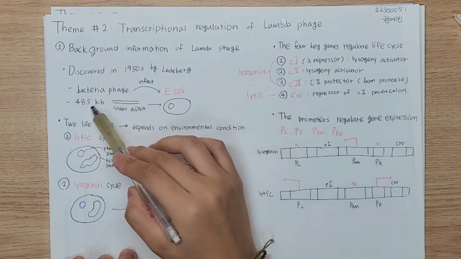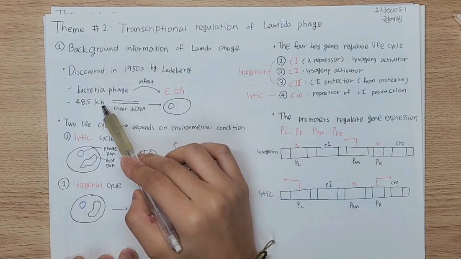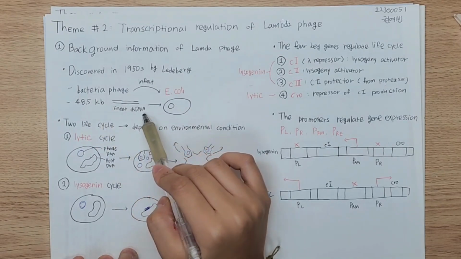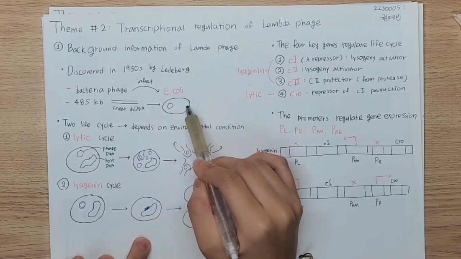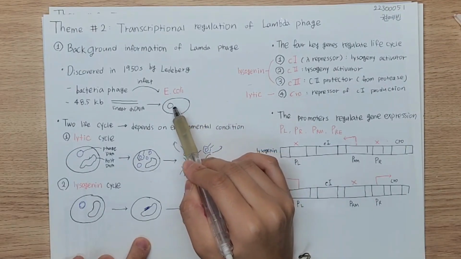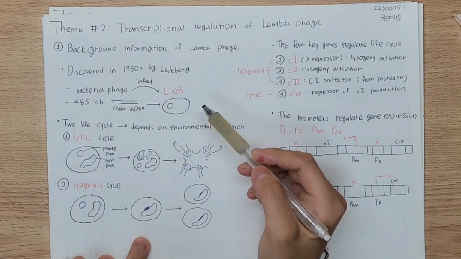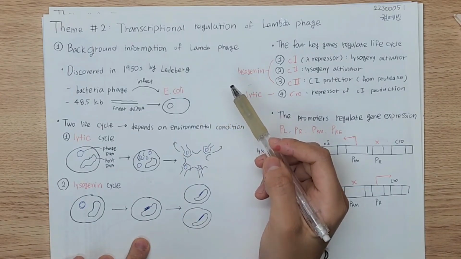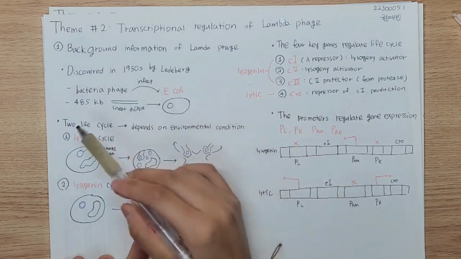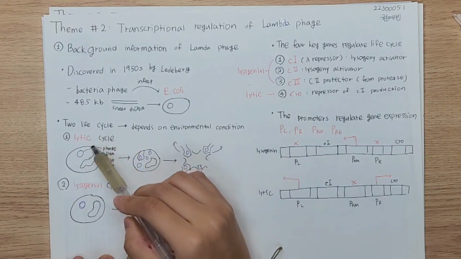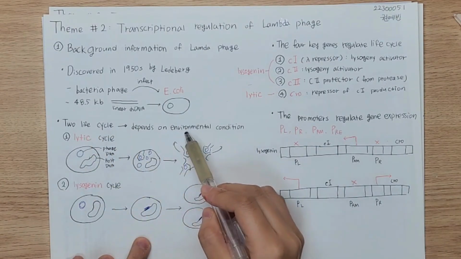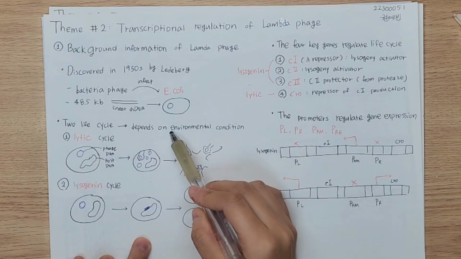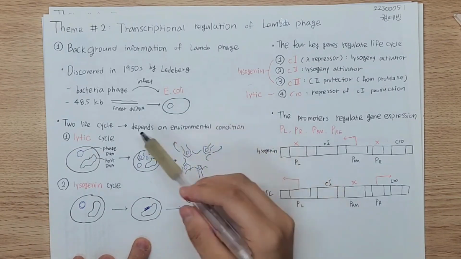Lambda phage contains approximately 48.5 kilobase pairs of linear double-stranded DNA, which circularizes inside the host cell after infection. Its genome contains critical DNA sequences that determine the phage life cycle. Lambda phage has two life cycles, the lytic cycle and the lysogenic cycle. Which cycle is chosen depends on the environmental condition of the host cell.